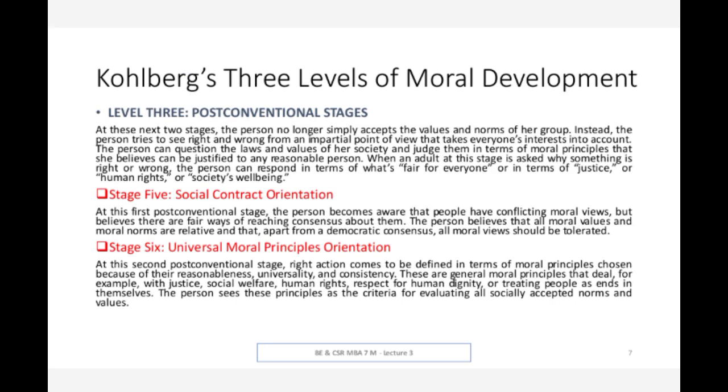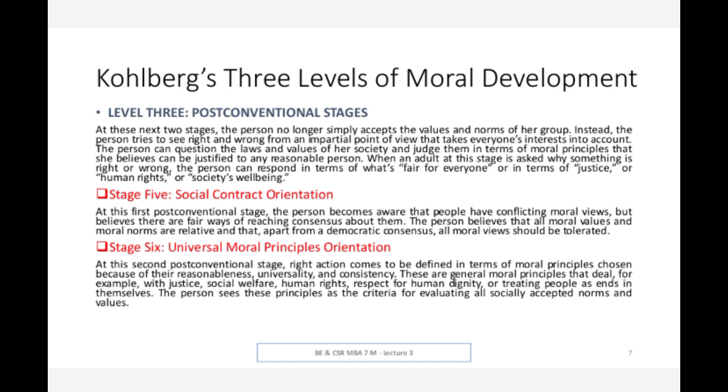Kohlberg's 3 levels of moral development. Level 3, post-conventional stages. At these next 2 stages, the person no longer simply accepts the values and norms of her group. Instead, the person tries to see right and wrong from an impartial point of view that takes everyone's interest into account.